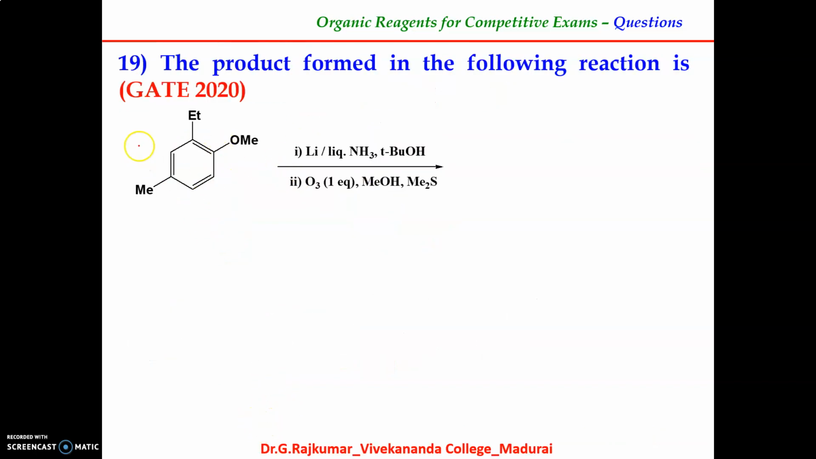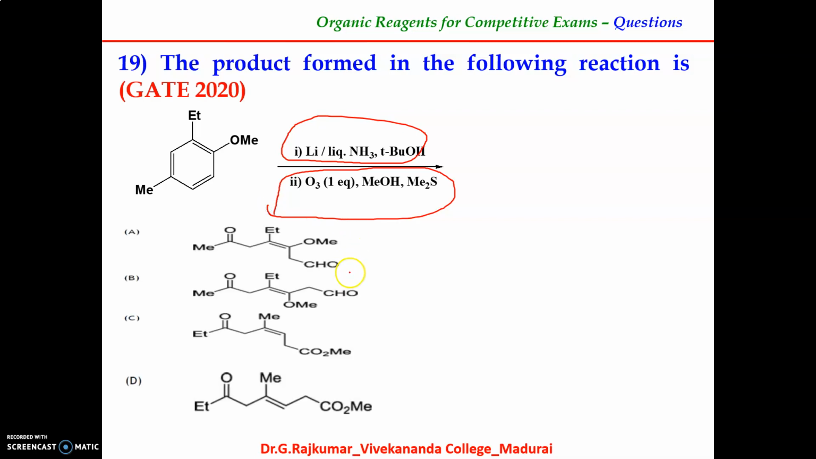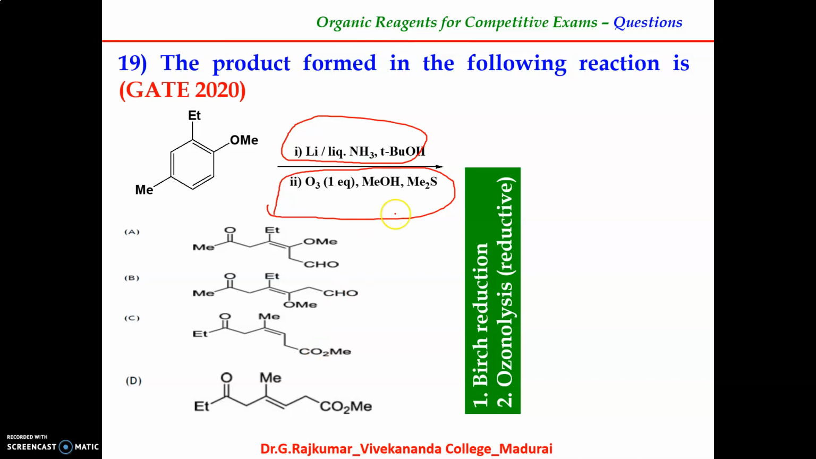So this question was asked in GATE 2020. The major product formed in the following reaction sequence. So the first step, look at this. This is Birch reduction. The second step is ozonolysis. So they have given four options. The first step is Birch reduction because lithium is there, liquid ammonia and tertiary butyl alcohol.